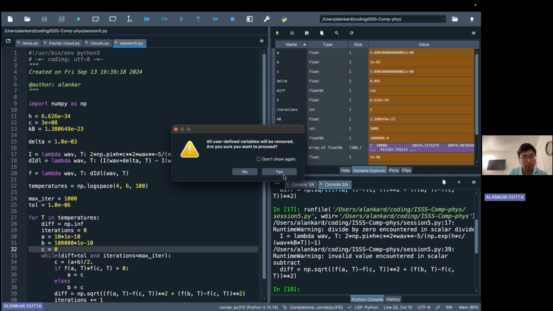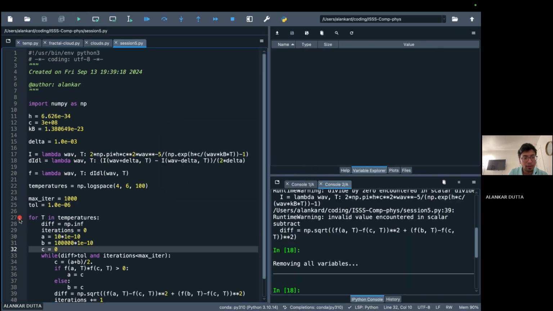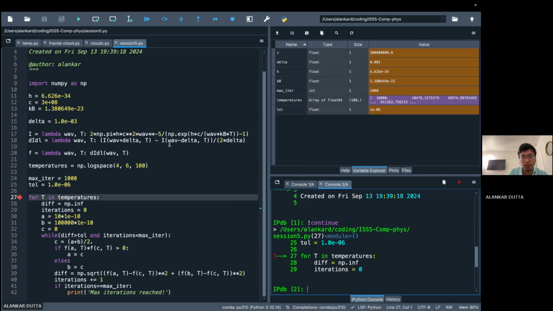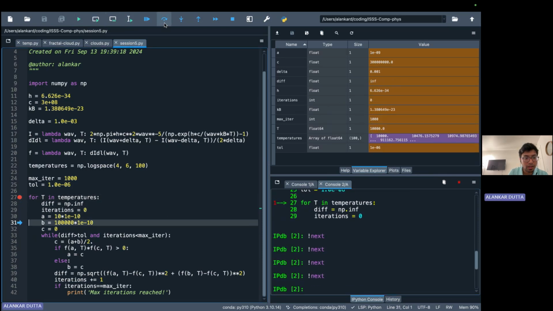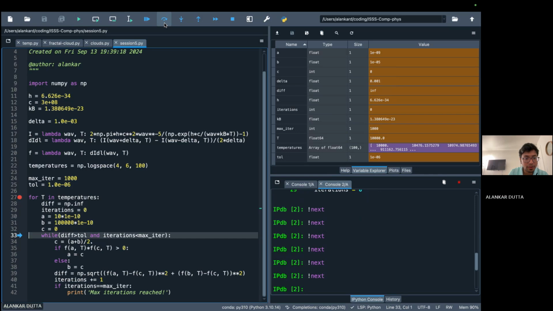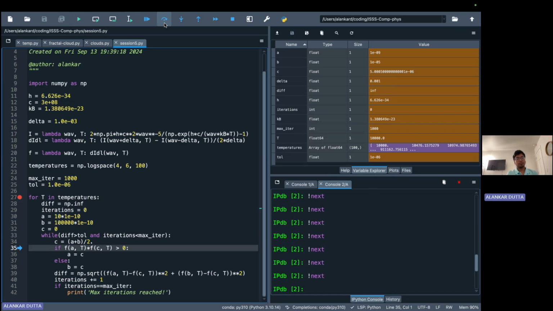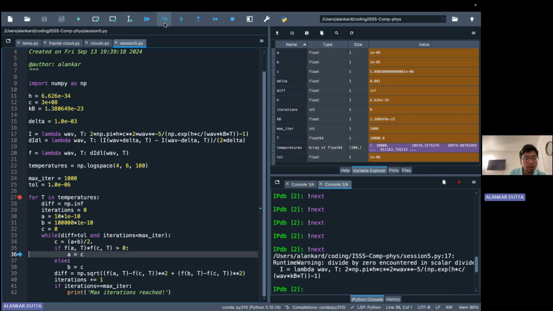Okay. So let's first clear this up and try to debug the code. Get in here. Iterations, A, B, C. Right, C equals A plus B by 2. So we get some value of C. And then there is some A and T. So check this. So I get some invalid value.